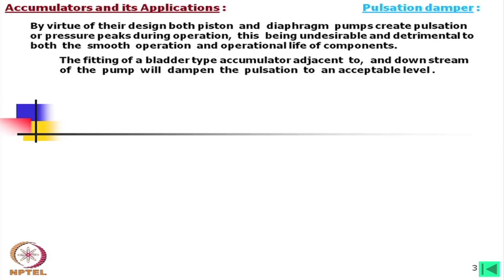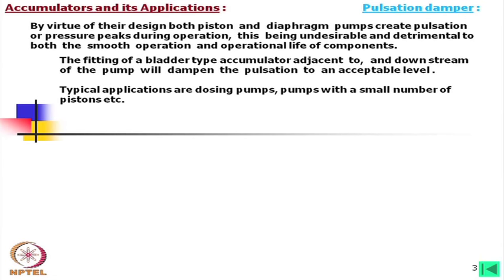We have not yet seen what an accumulator is, but as I told, there will usually be a vessel that is made of steel metal body, and inside there will be a bladder. Say for example, inside the bladder there will be air or some gas, and the rest portion will be occupied by the oil. In fact, the bladder initially will remain inflated, and then gradually the size of it will reduce and the oil will be stored inside. However, it is also possible that gas and oil are in contact, and no bladder is used. In any case, the fitting of a bladder type accumulator adjacent to and downstream of the pump usually will dampen the pulsation to an acceptable level.